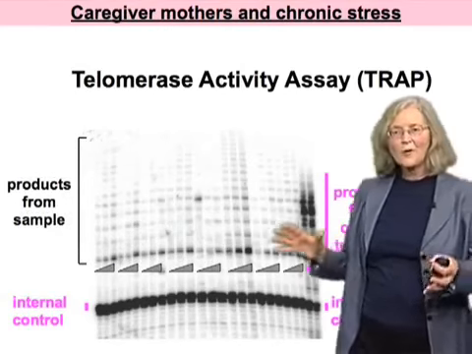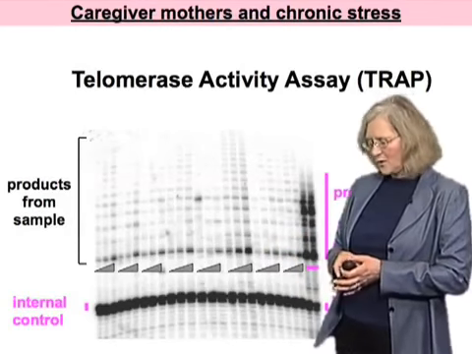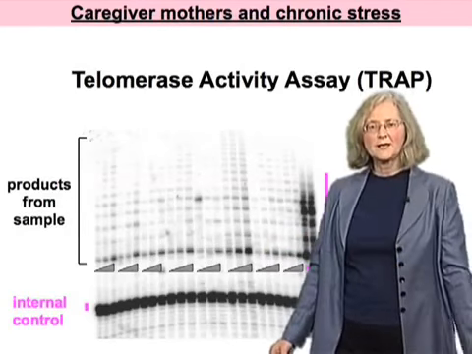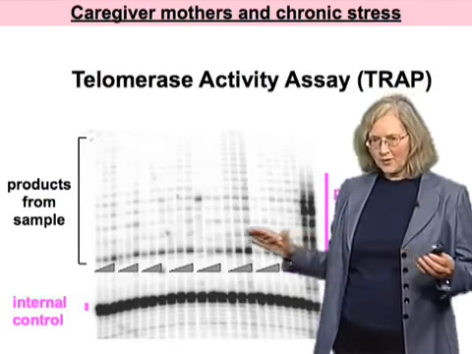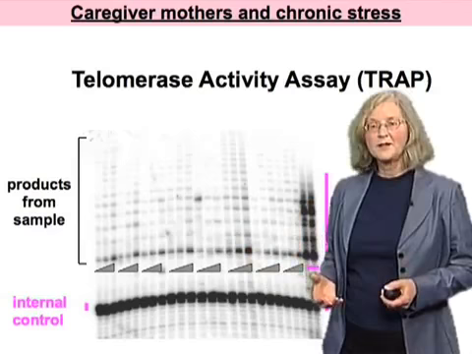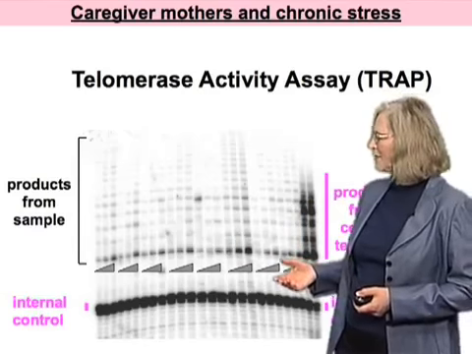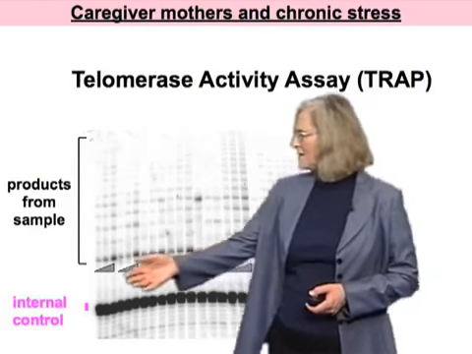Now, just to show you how we measure telomerase activity, what we did was we measured telomerase activity in the white blood cells of these individuals. These are all healthy individuals, but they gave blood samples. One could analyze telomerase activity, and this is the telomerase activity gel.